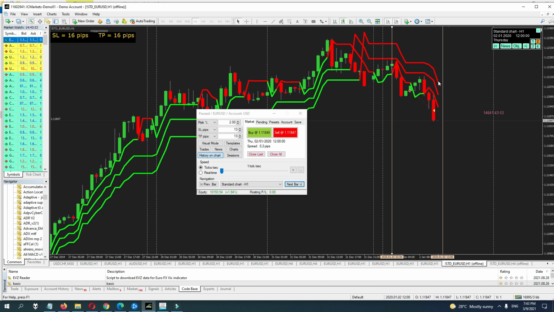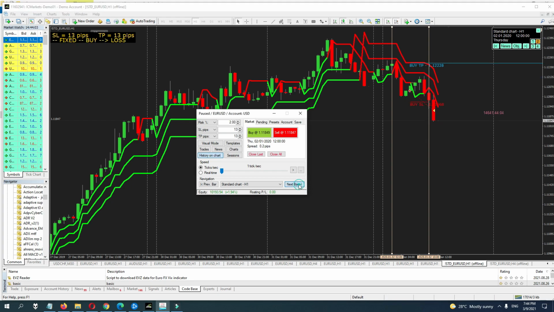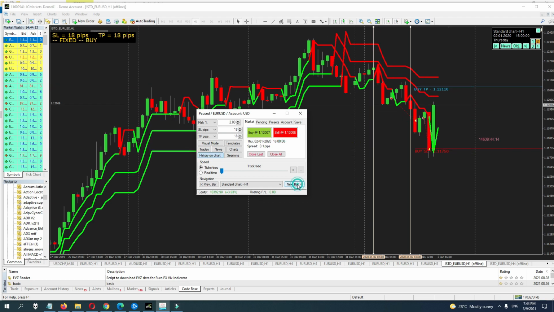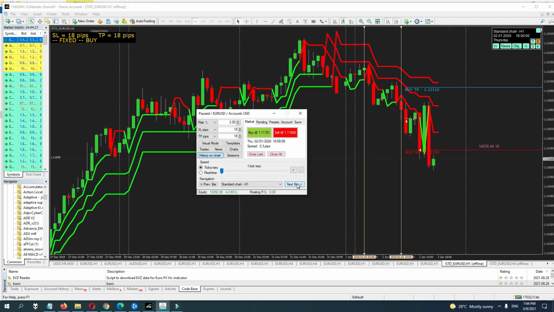We get that one, and then it becomes green again and then all red again. This is considered a reset, so we can wait for another green candle. So we enter here. We sell again here.